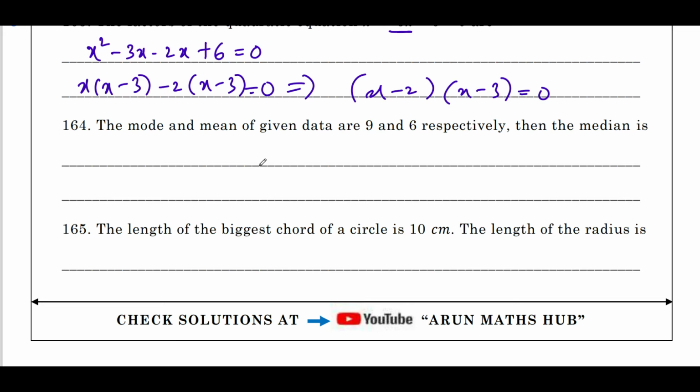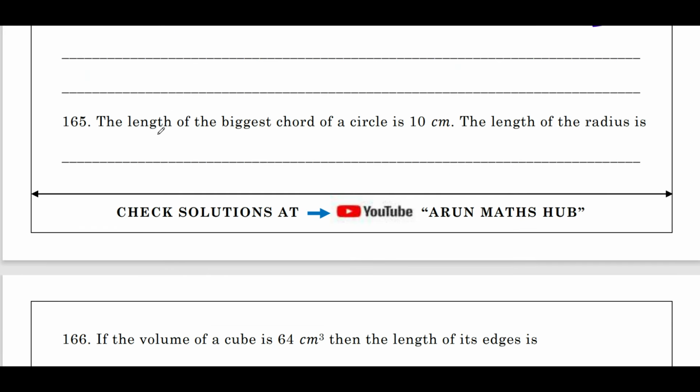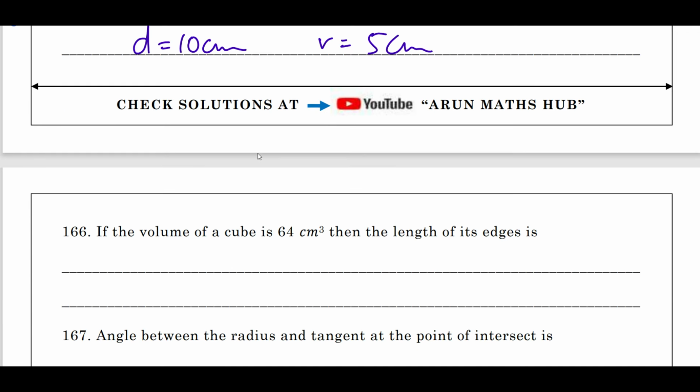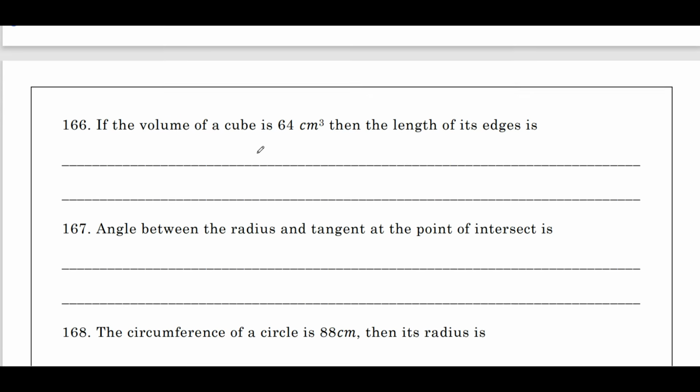By using the relationship between mode, median and mean, you can find out the value of the median for question number 164. The biggest chord of a circle is 10 cm, that is, diameter equals 10 cm. The radius is what? Diameter by 2, that is 10 by 2, which is 5 cm. 166: L cube equals 64. L equals cube root of 64. We get L equals 4 cm.